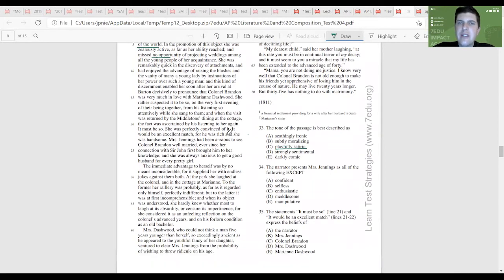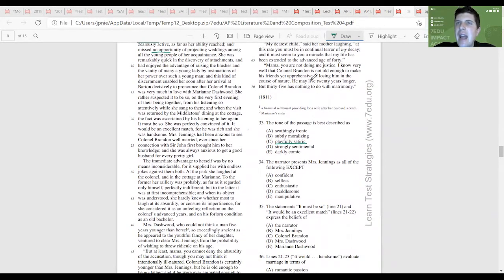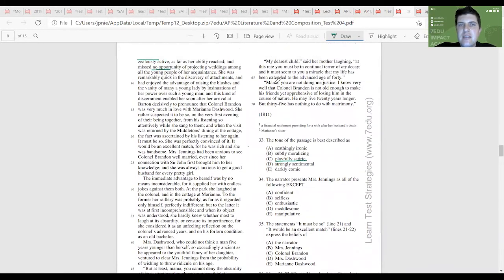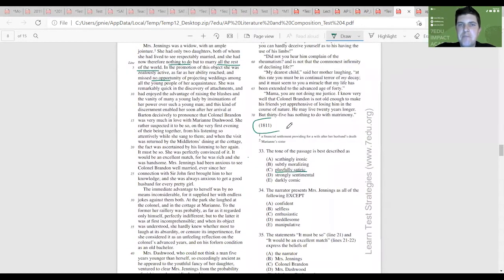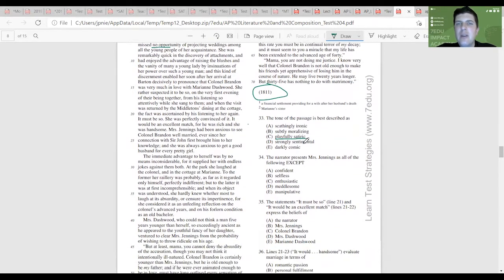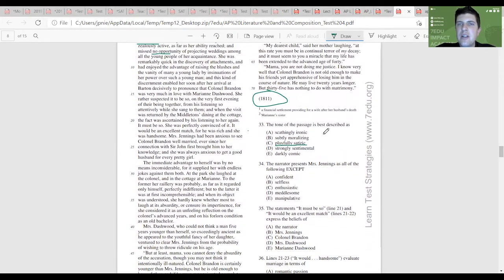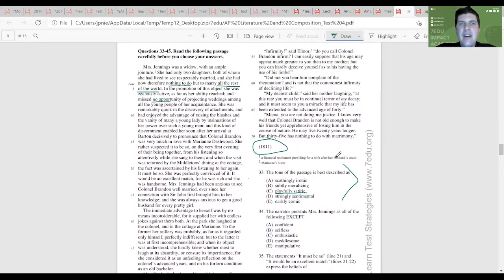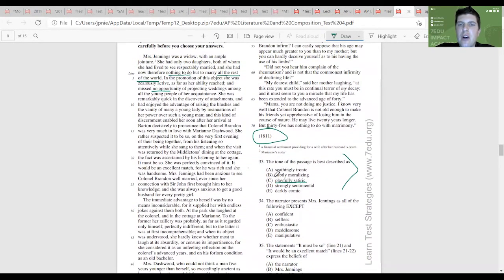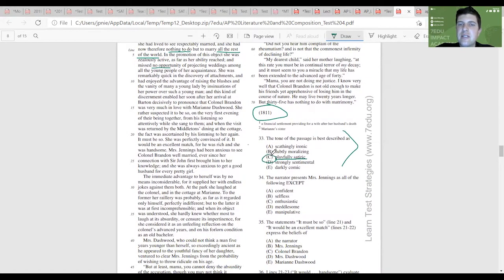I have a great example that I just pulled up from this particular form of the exam, and look at number 33. This particular passage is from 1811. Those are always challenging for you guys with the dated syntax, which is usually convoluted, and the harder vocabulary. Let's look at number 33, which is a tone-based question, which those can also be tough. The tone of the passage is best described as scathingly ironic, subtly moralizing, playfully satiric, strongly sentimental, darkly comic. There is a fascinating bridge that I can draw for you guys. The answer to 33 is actually C.